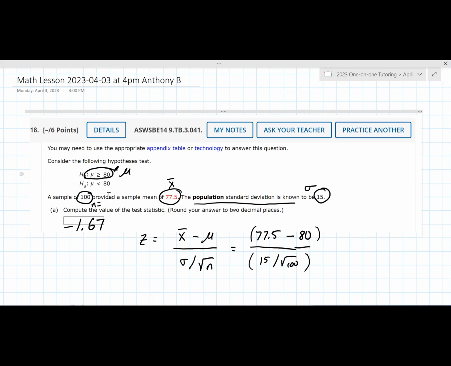Now that's consistent with the fact that it's a less than in the alternative hypothesis. Less than typically means that it's going to be a negative test statistic. All right, so now we can move on to part B, which is to determine the p-value.